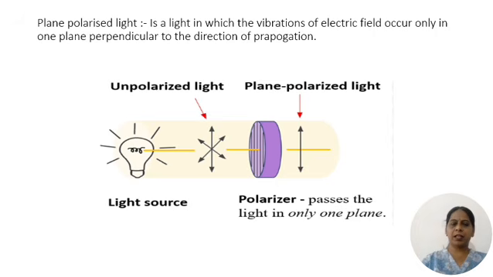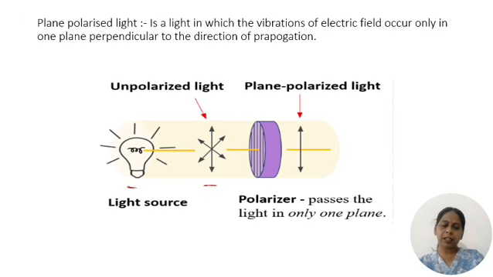Now, plane polarized light is the light in which vibrations of the electric field occur only in one plane perpendicular to the direction of propagation. Now see here, one diagram is given. In this diagram, the normal source is given. It has vibrations that vibrate in all different directions.